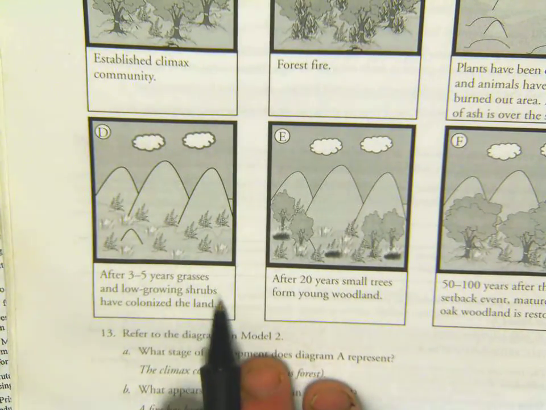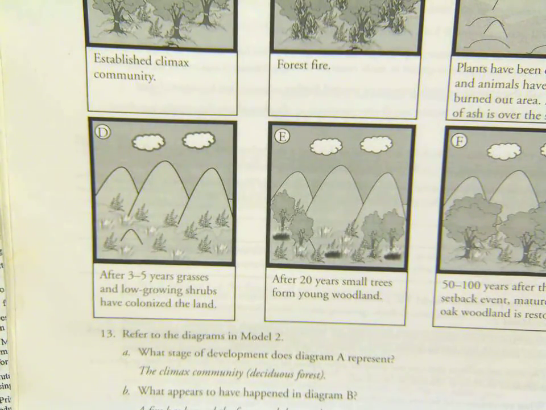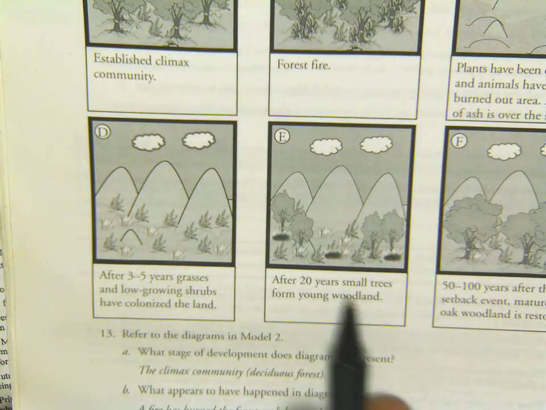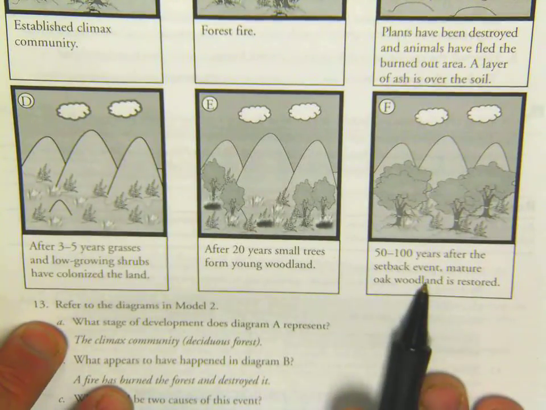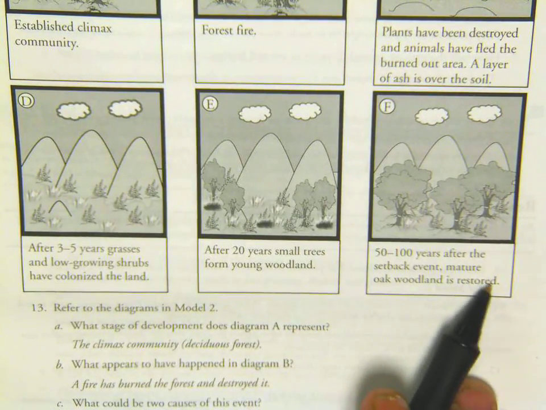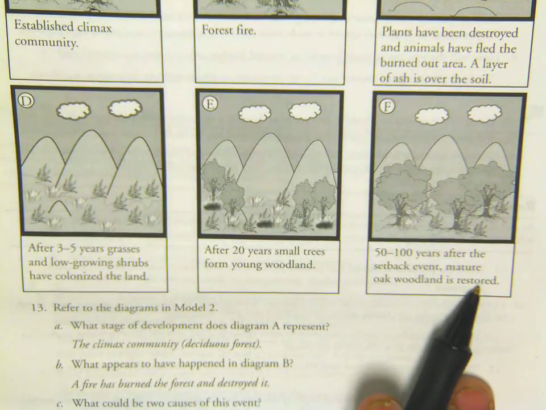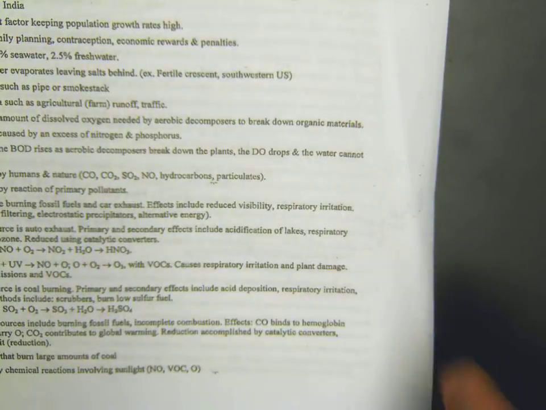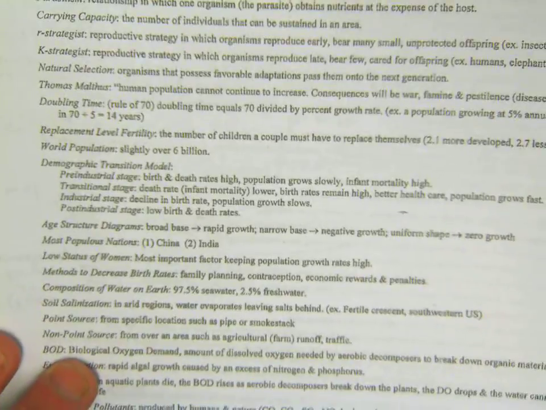After 3 to 5 years, the grasses and low-growing shrubs have colonized the land. About a generation later, small trees form a young woodland. And then 50 to 100 years after the setback event, the mature oak woodland is restored. So that would be an example of secondary succession. So I would just know the key differences between those. I think that's the main idea with succession.